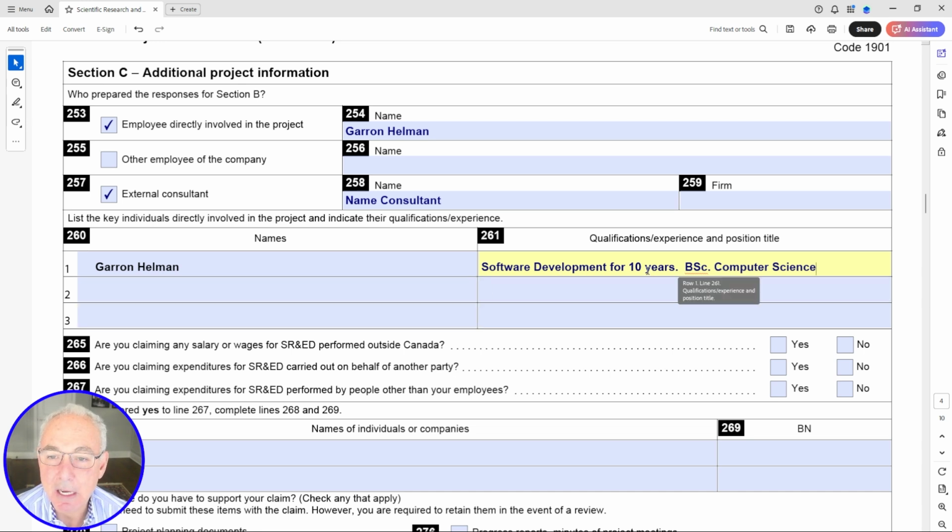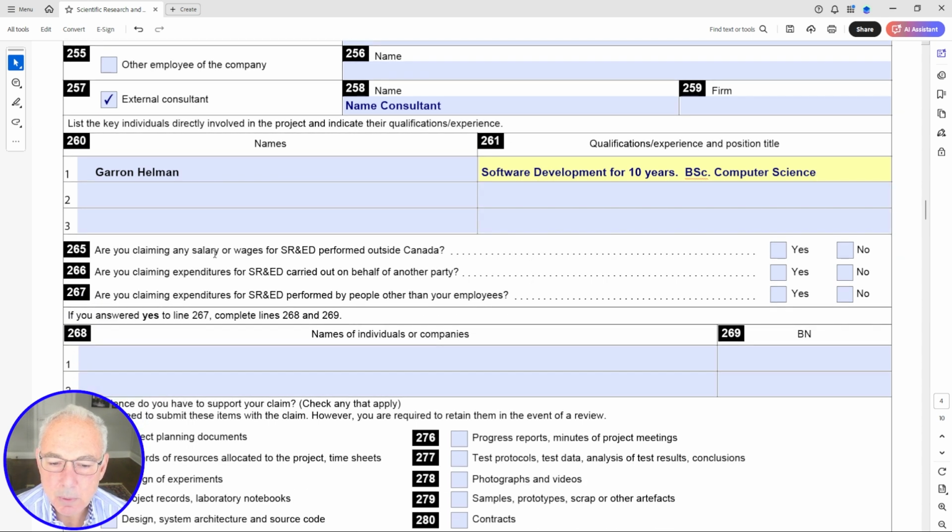The CRA does sometimes check that these people exist and that they do have the experience. They'll check LinkedIn, so be sure to be accurate here. The next question is, are you claiming salary or wages from outside of Canada? Typically, that would be no. Is there SRED carried out on behalf of another party? So this is if you're a consultant doing work for someone else, it would typically be no. And are you claiming expenditure for SRED performed by people other than your employees? We're also going to put no here.